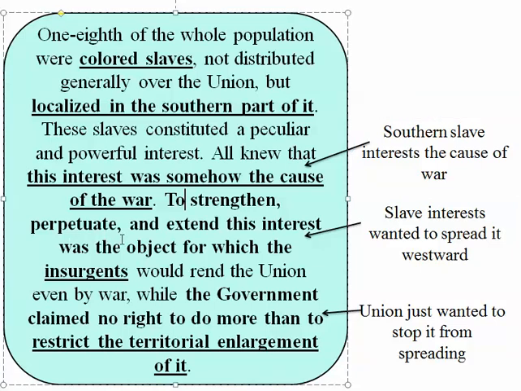"To strengthen, perpetuate, and extend this interest was the object for which the insurgents would rend the Union even by war." He means the slave interest wanted to spread slavery westward. That's what he means by strengthen, perpetuate, and extend. The expansion of slavery westward, that question we talked about, caused secessionism. "While the government claimed no right to do more than restrict the national enlargement of it." In other words, the United States just wanted to stop it from spreading westward.